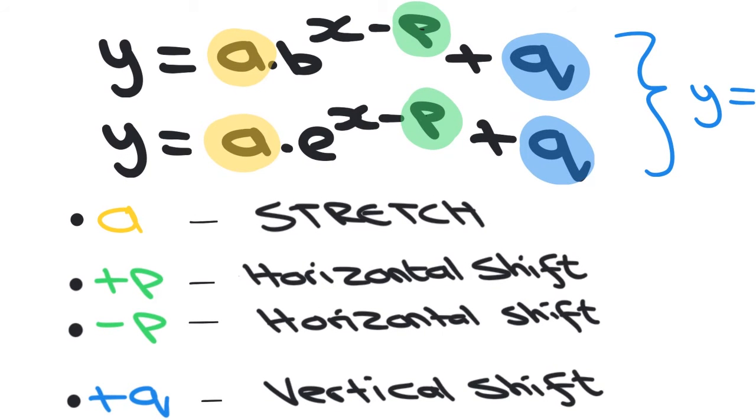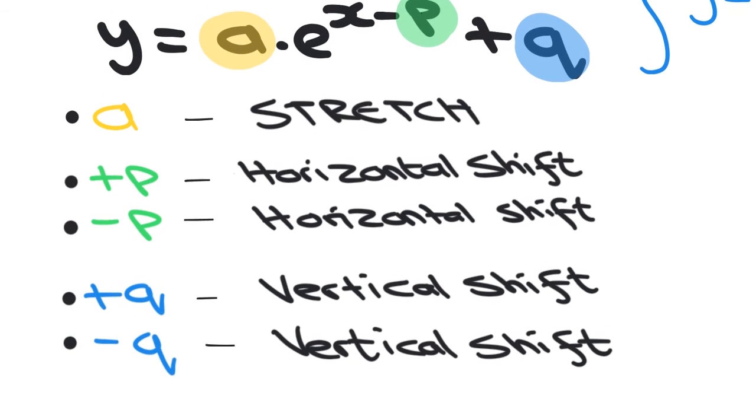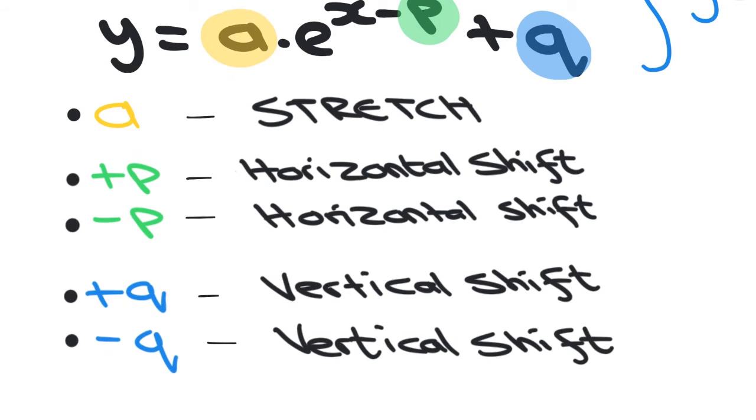So here we have the general formula of an exponential function given by y is equal to a multiplied by b to the power of x minus p plus q. Now we're going to be looking at the natural exponential function with base e. Now we've got three parameters there as highlighted for us. We've got a, p, and q, and we want to know what do these stand for?